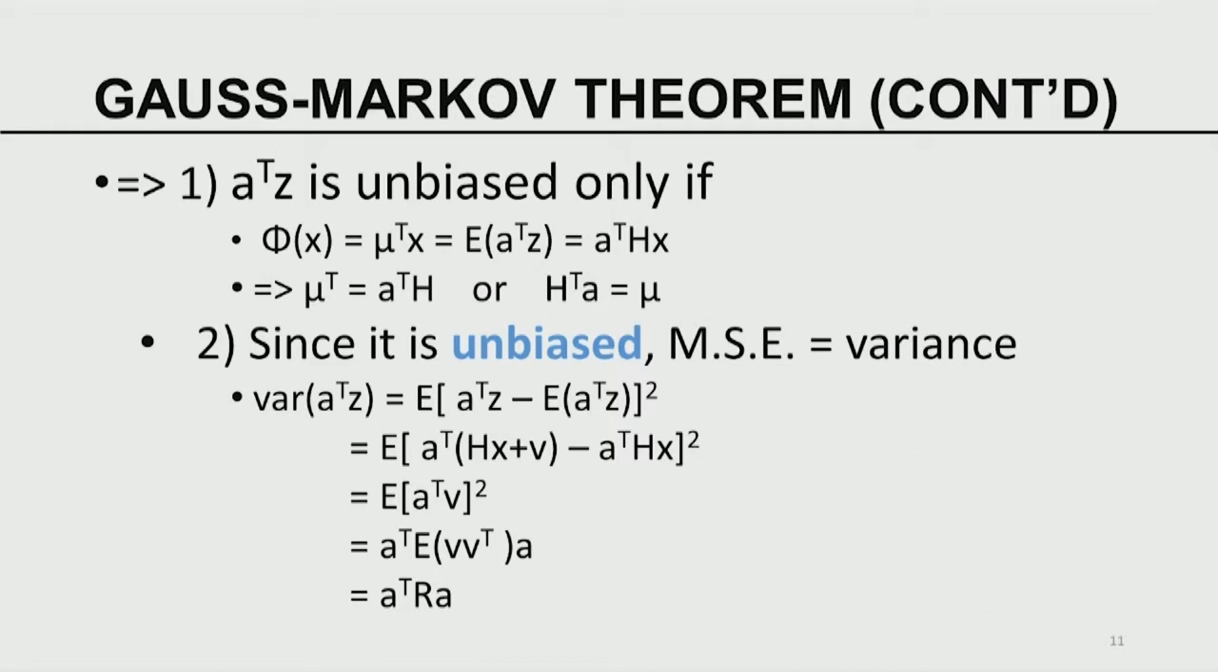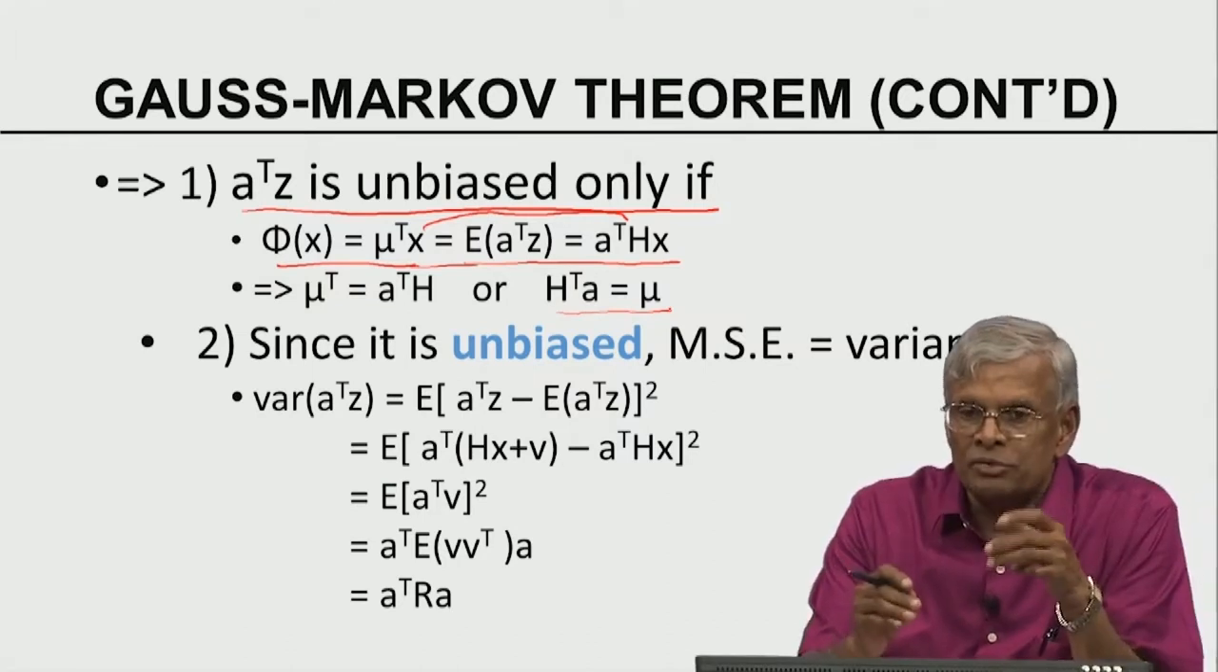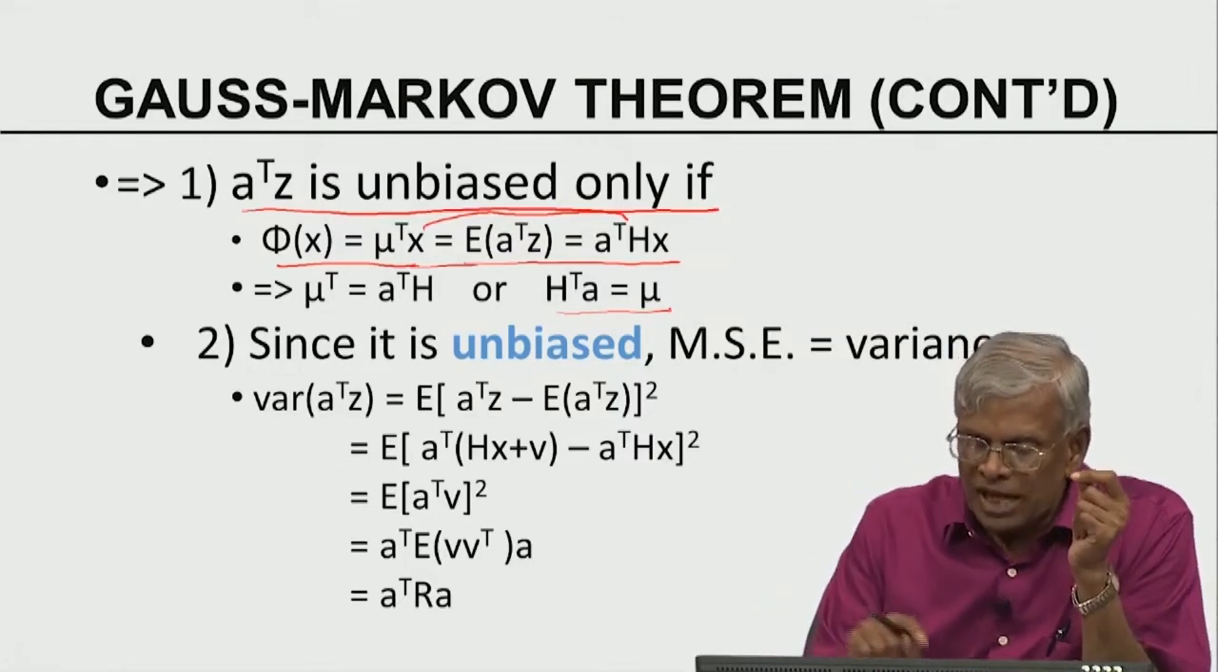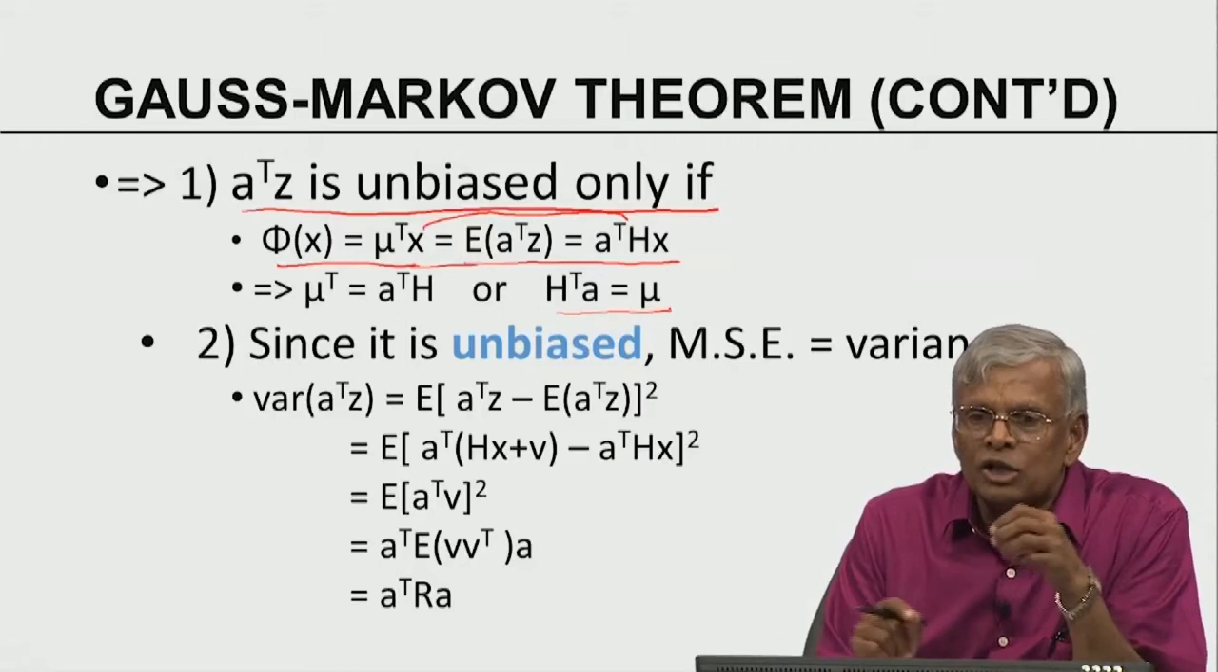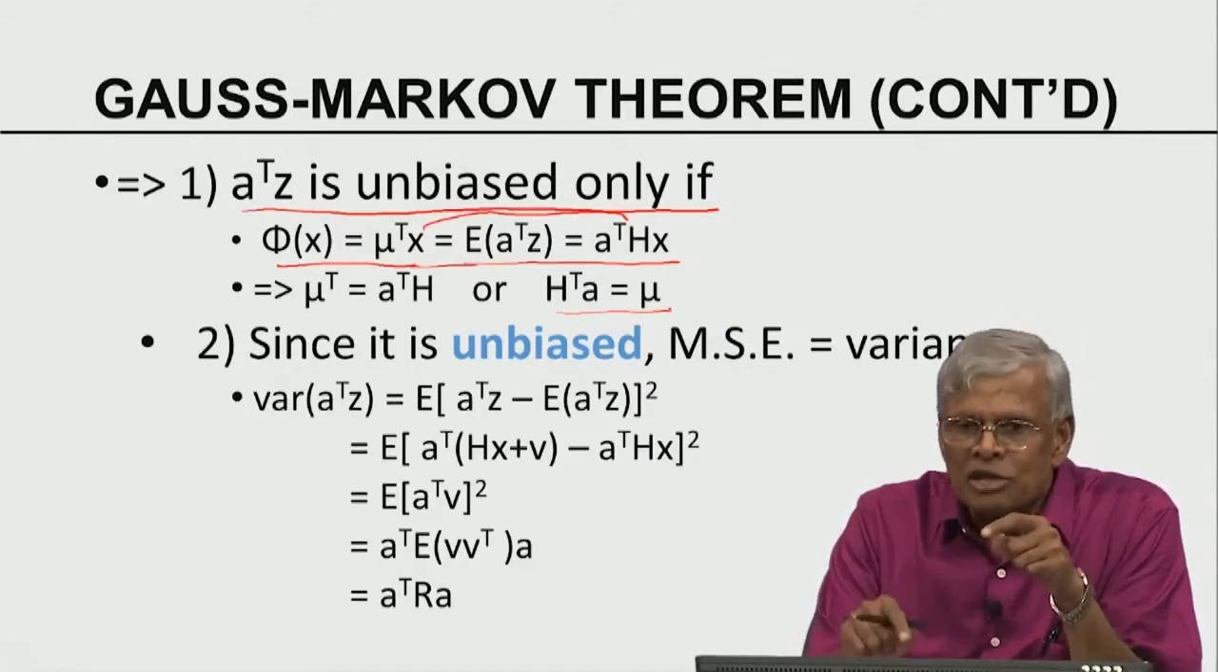Now, A transpose z is an unbiased estimate only if phi of x, equal to mu transpose x, is equal to the expected value of A transpose z, which is A transpose Hx. Please remember, for an unbiased estimate, it must be equal to the value I am seeking. Therefore, relating these two quantities tells you that mu transpose must be equal to A transpose H, or H transpose A must be equal to mu. So that provides the relation between the A vector that I use in the estimator and the mu vector I use in the definition of the functional to be estimated. So A and mu cannot be too distinct, they must be related through H. H is the function that relates the state to the observation. I hope that is clear.